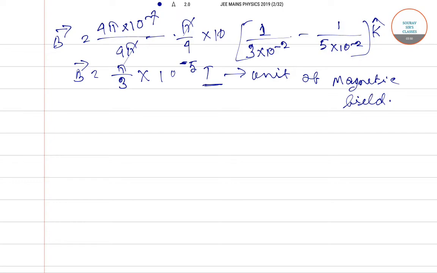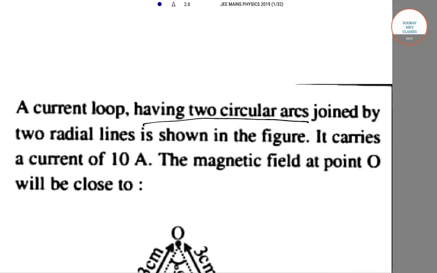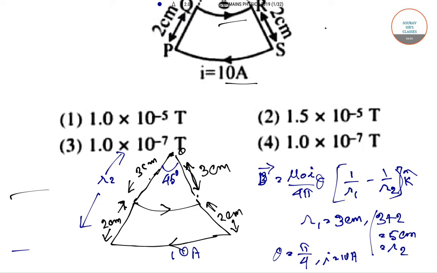So the answer is option 1. This is nearly equal to 1 into 10 to the power minus 5 Tesla. So the answer is option 1 here. So that's all for today.